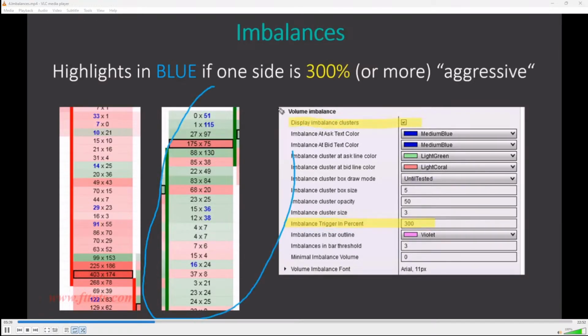Now let's have a look at this buying footprint. In here, you also always compare diagonally like that. So in this case, 51 is 3 times or more bigger than 1. 115 is 3 times or more bigger than 27, and so on. You always compare diagonally. Those 4 numbers are imbalances. Buyers are way more aggressive than the sellers at those places, right?